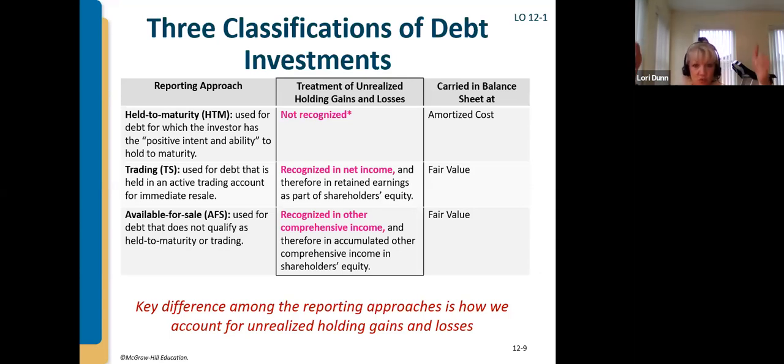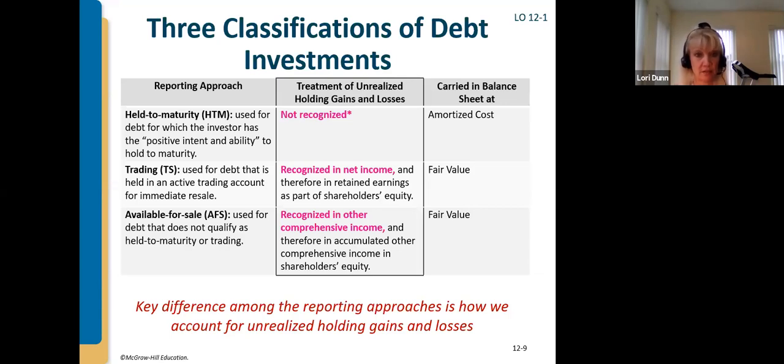For those in between, you're going to hold it more than the near future, but you're not going to hold it to maturity. We have our final category, available for sale. Depending on what category you put that investment in will define how you report it on the balance sheet when you own that security and you have to make a balance sheet.